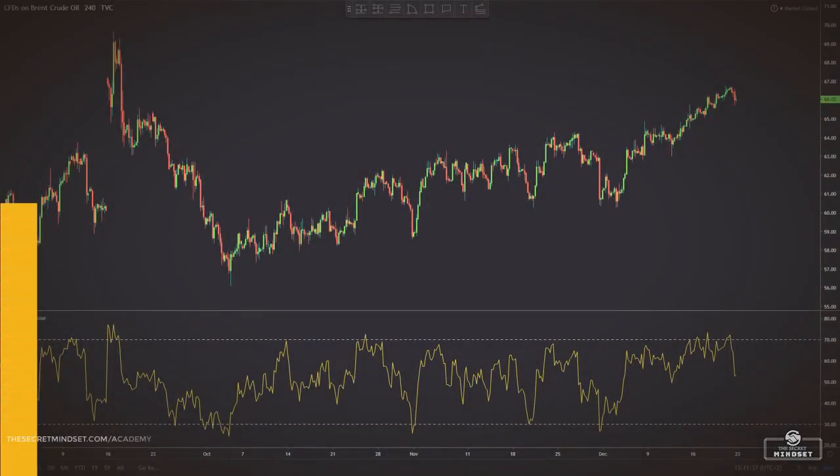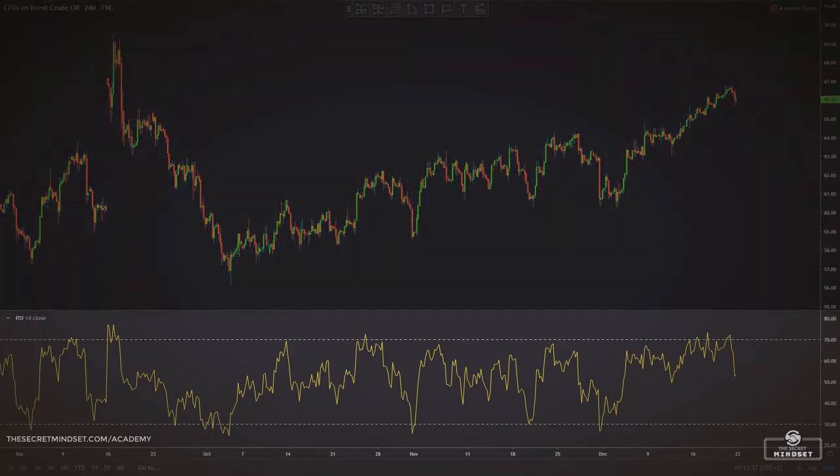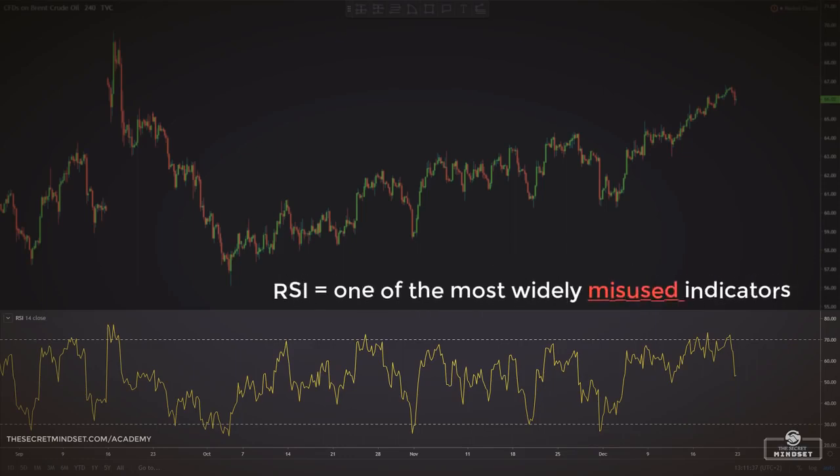It is so simple to jump into trading using the RSI indicator without testing different settings or educating yourself on the proper interpretation of this indicator because of a desire to grab money quickly. As a result, the RSI has become one of the most widely misused indicators.